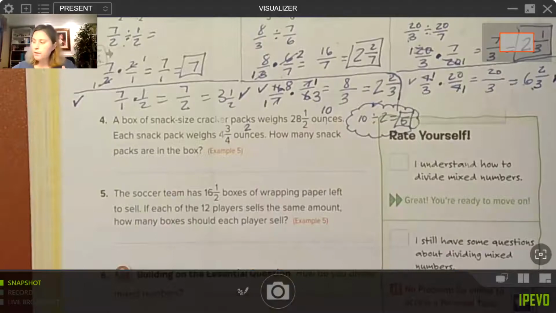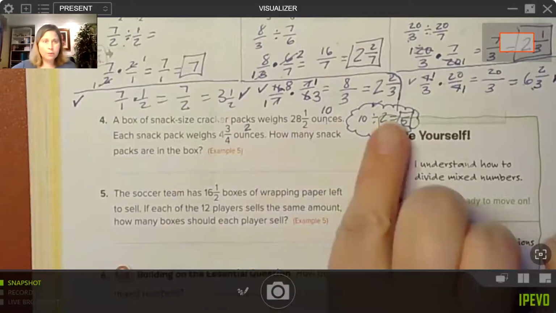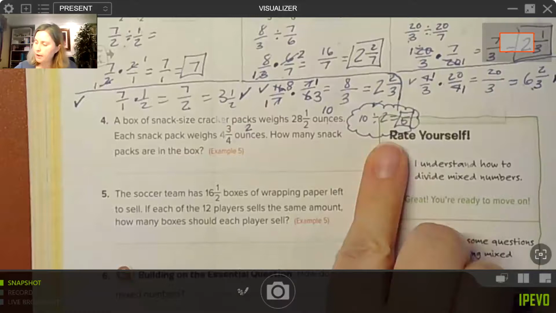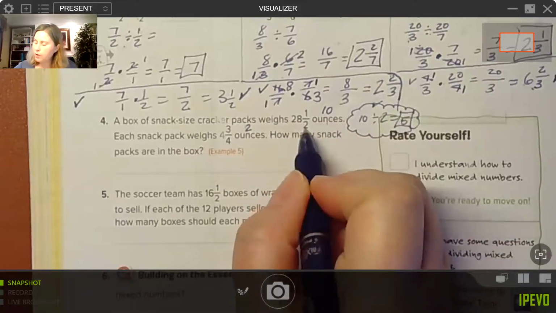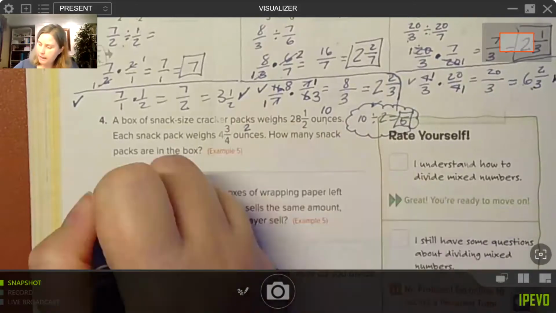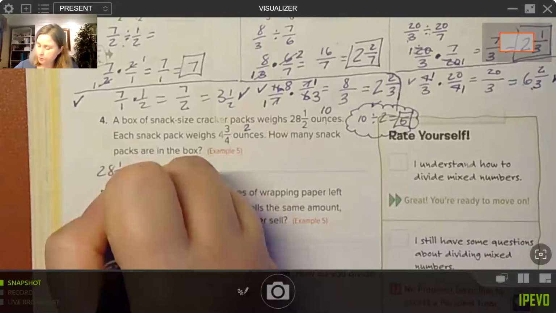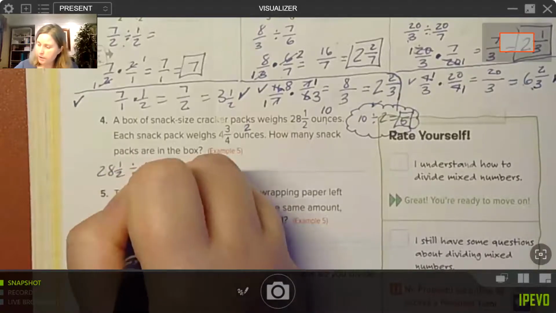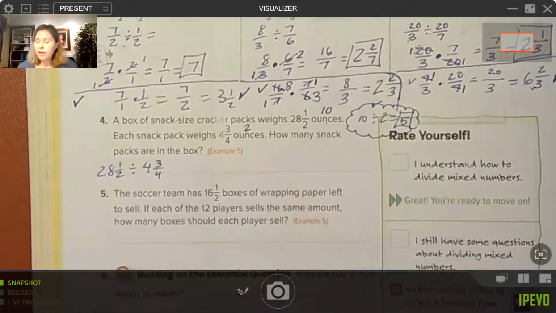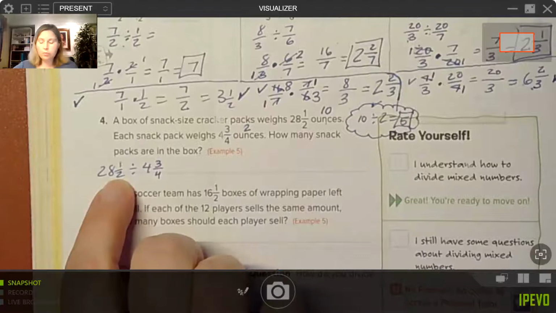Okay, so you can always come back to this strategy and make it simpler. So let's do that now. 28 and a half divided by 4 3/4. Okay, so then I need to change these mixed numbers into improper fractions.